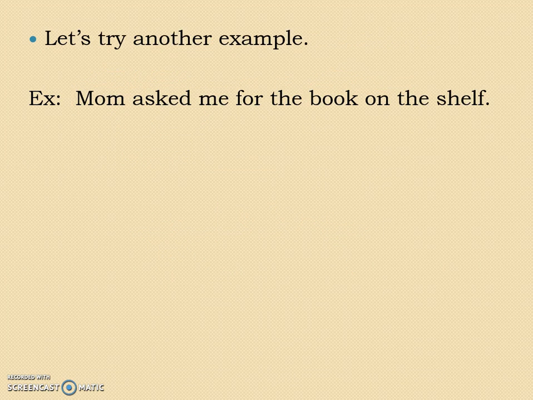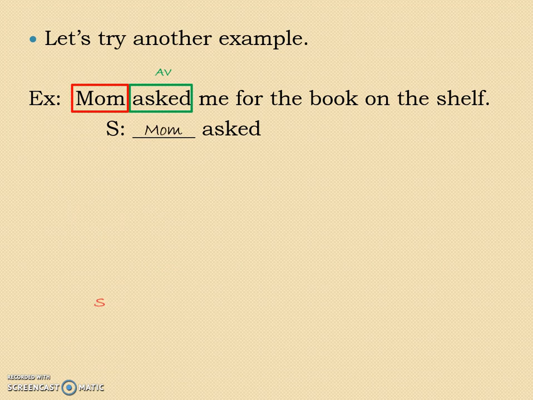Let's try another example. Mom asked me for the book on the shelf. In this sentence, the verb is asked, and it is an action verb. We're going to begin by asking the subject, who or what asked, and the answer here is mom, which is a noun, so we will box it in red and label it as the subject. Because I have an action verb, I must next look for a direct object. So the direct object is asked, whom or what. The answer here is me, and me is a pronoun.